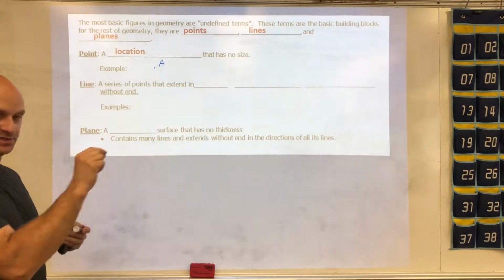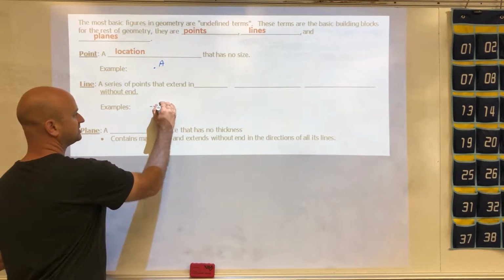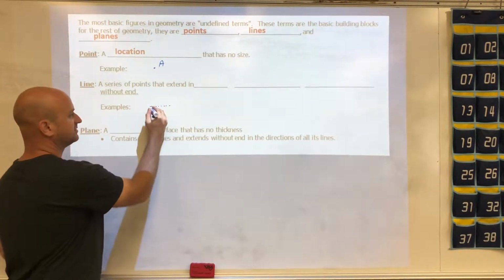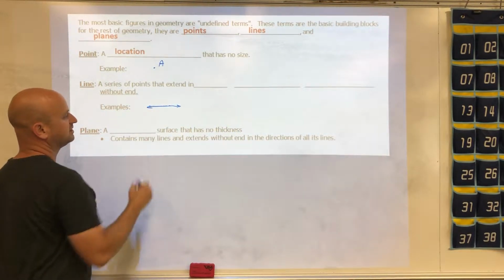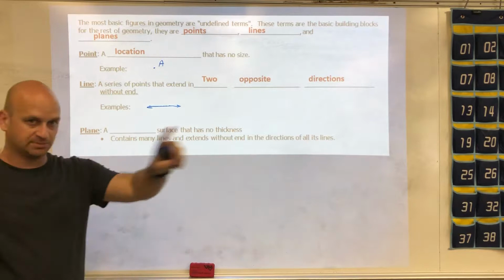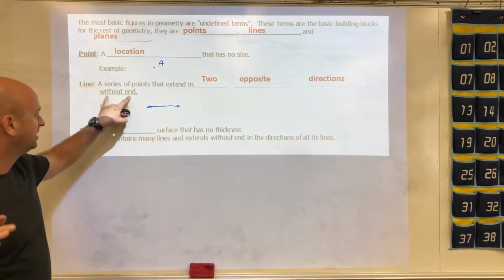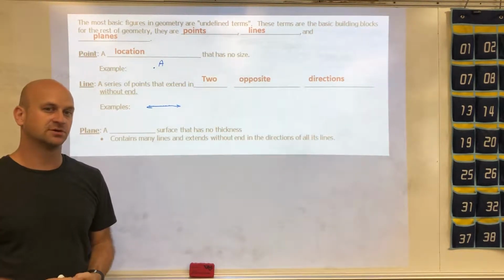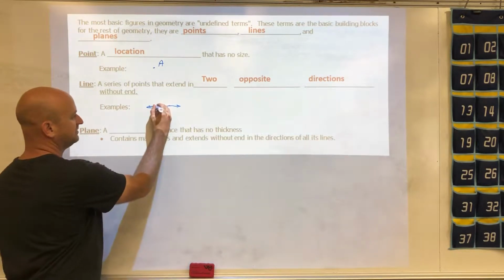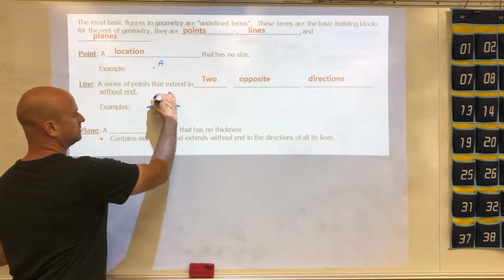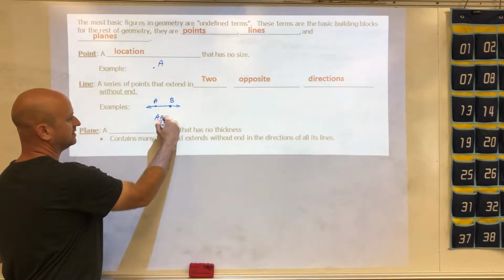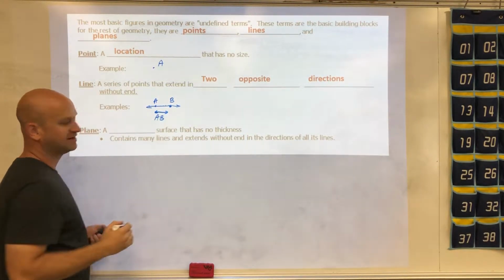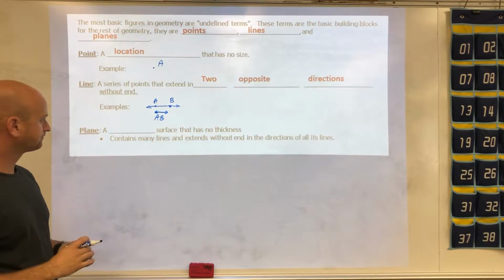Now a line is a series of points. If we did enough points in a row small enough together, they would actually create a line. And the one thing to keep in mind is that this line goes in two opposite directions without end, and the without end refers to the arrows. Now to identify a line, there's two ways. One way would be we would need 2 points. So if I labeled point A and point B on the line, I can identify it as line AB.